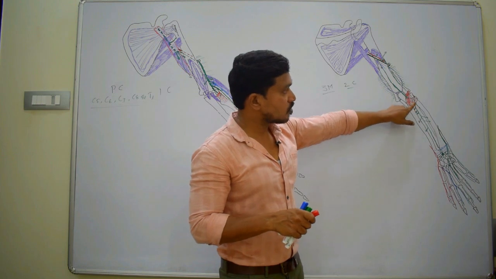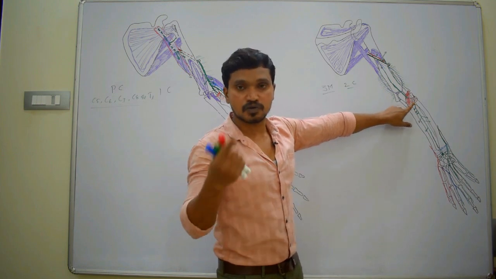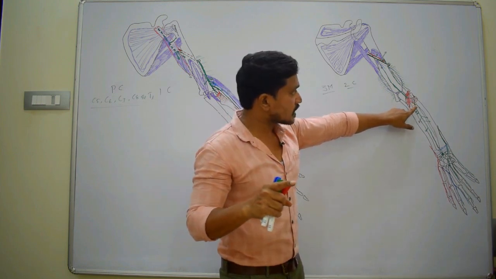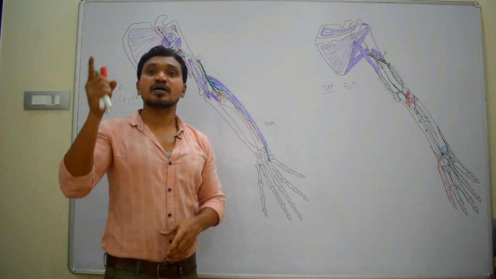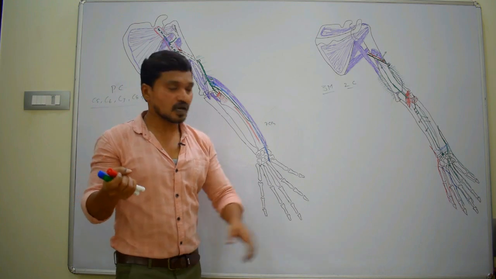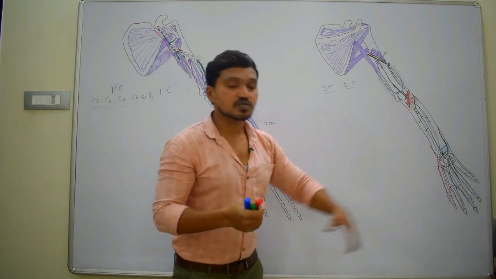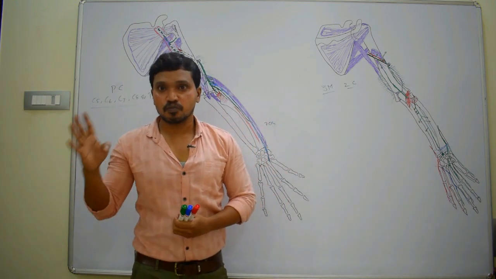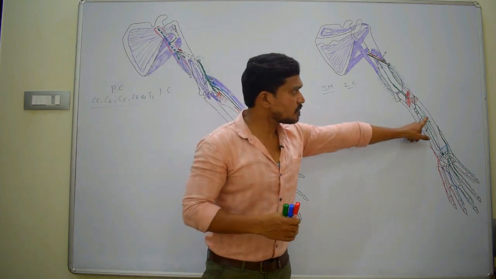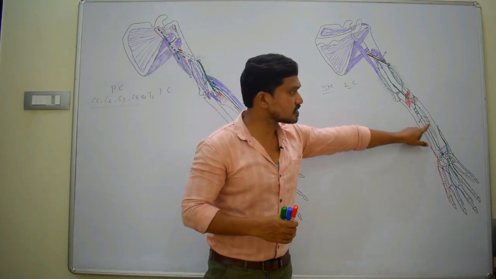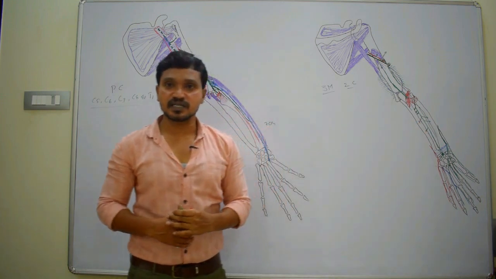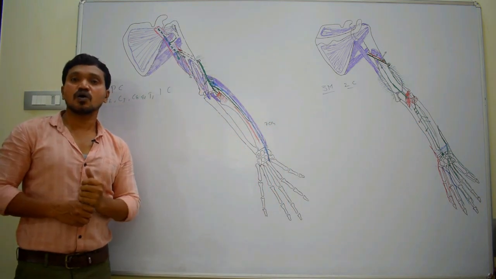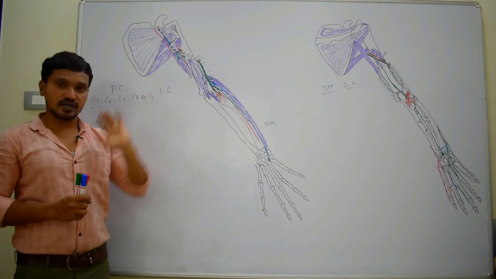It appears in the posterior compartment of the forearm in between the superficial set and deep set. Here it supplies the extensor digitorum, extensor digiti minimi and extensor carpi ulnaris. Along with that, it supplies the deep muscles of the posterior compartment. Those are abductor pollicis longus, extensor pollicis brevis, extensor pollicis longus and extensor indicis. So this is about the course and branches of the radial nerve.